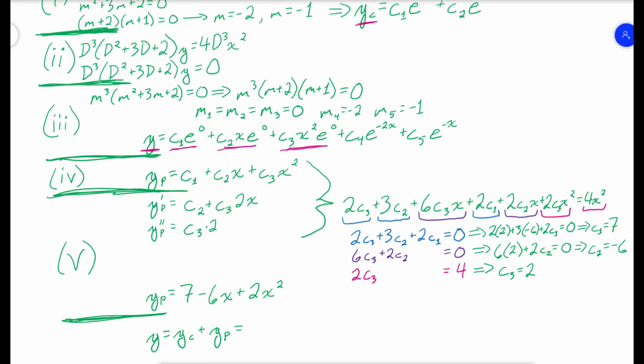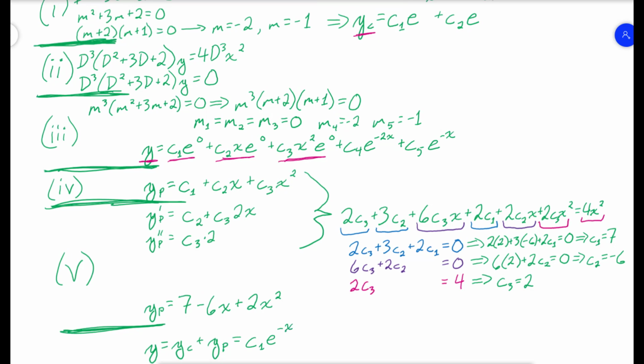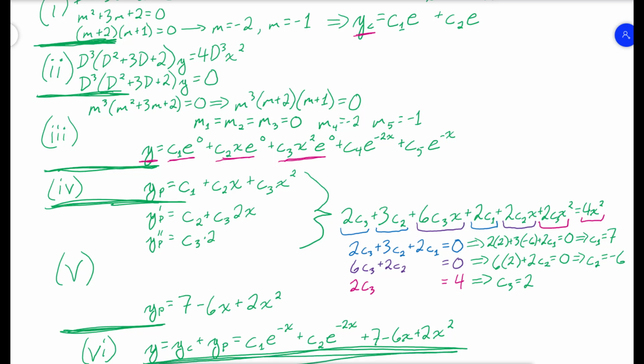Y sub c was c1 e to the -x plus c2 e to the -2x, and y sub p is plus 7 minus 6x plus 2x squared. And that is our general solution and the end of step 6. So now we have a solution to our differential equation using the method of undetermined coefficients.